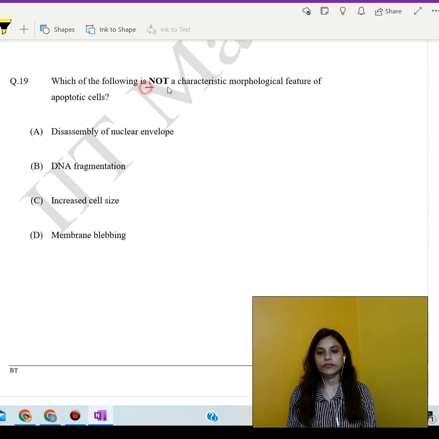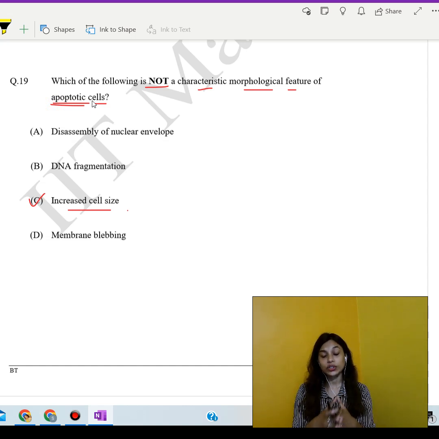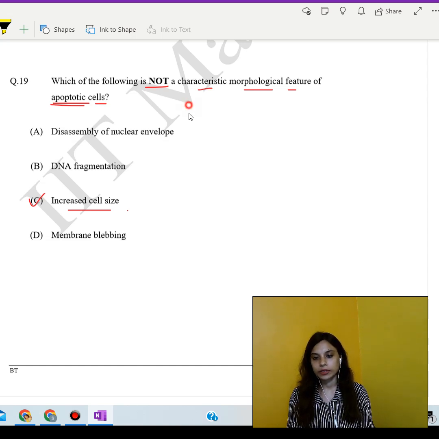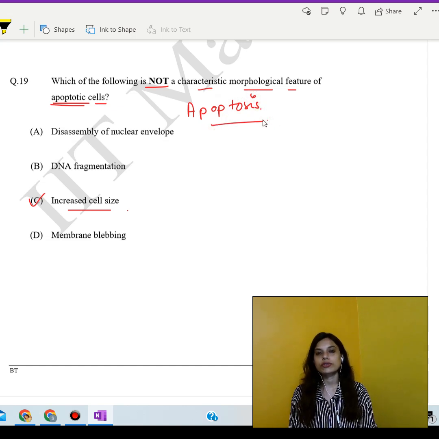Next question, which of the following is not a characteristic morphological feature of the apoptotic cells? Okay, now the answer is increased cell size. Now what is apoptosis? Apoptosis is also known as programmed cell death.